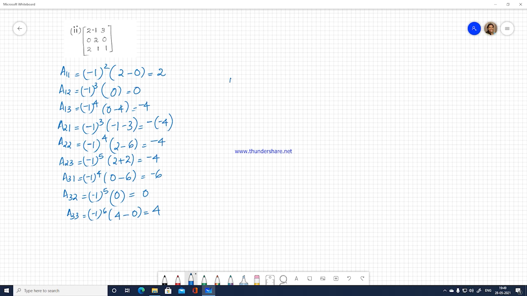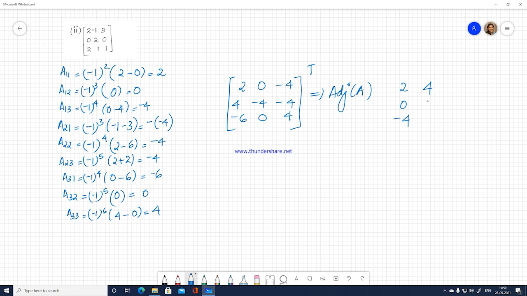Okay, now let's write all the cofactors over here. So we have 2, 0, minus 4, 4, minus 4, minus 4, minus 6, 0, and 4. So let's find the transpose to get the adjoint of A. So adjoint of A is equal to 2, 0, minus 4, 4, minus 4, minus 4, minus 6, 0, 4. So this is how we find the adjoint of the matrix.